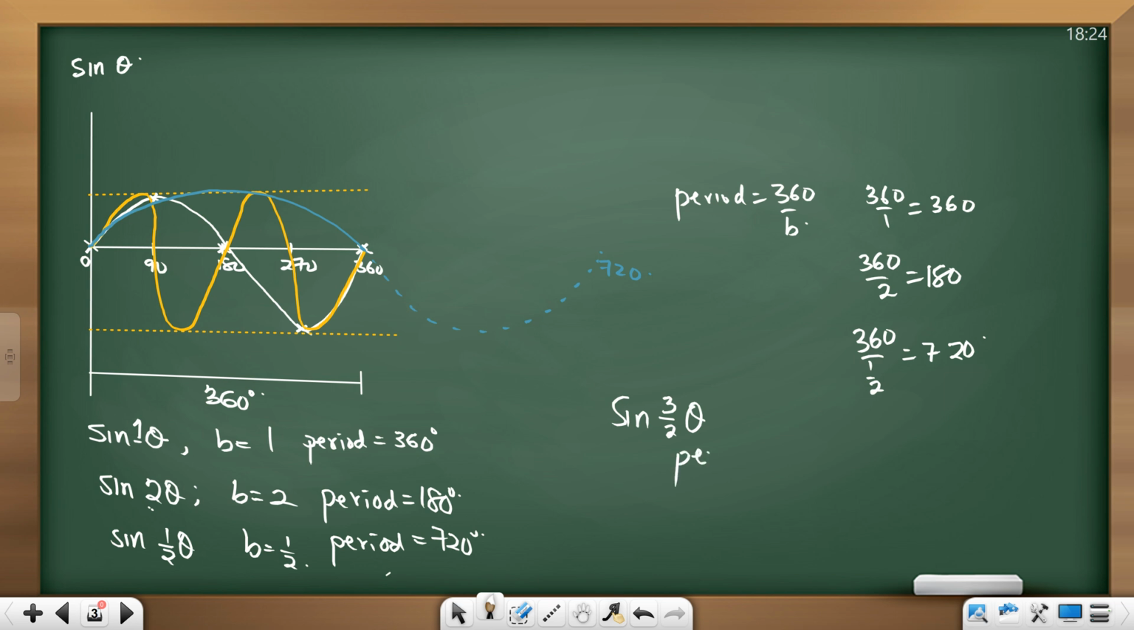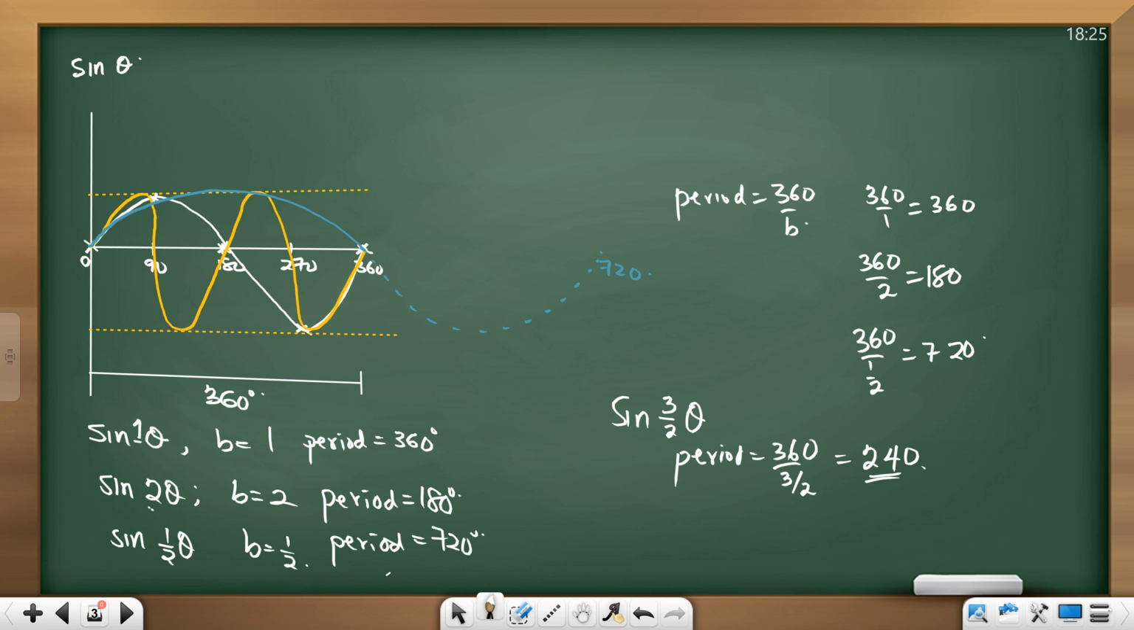What's my period? 360 over 3/2, which will give you 240. Because 360 over 3 is 120, times 2 would give you 240. So that's how you work it out. Please, I need us to be more swift in moving along, and be able to read that from the graph. It is one complete wave, the length of one complete wave.